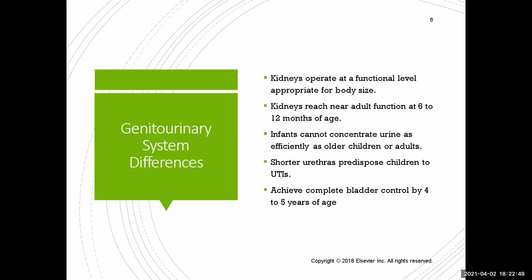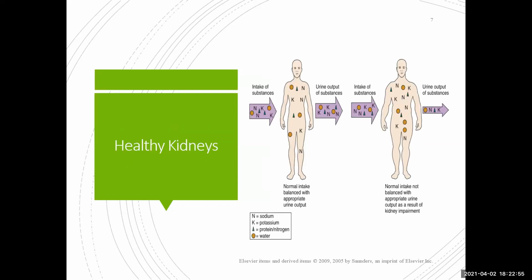Most kids achieve complete bladder control at 4 to 5 years of age. Sometimes that's a little longer for some kids, but usually by 5. I had a doctor tell me, a child doesn't go into college still wet in the bed kind of thing. So I think you let parents know that.